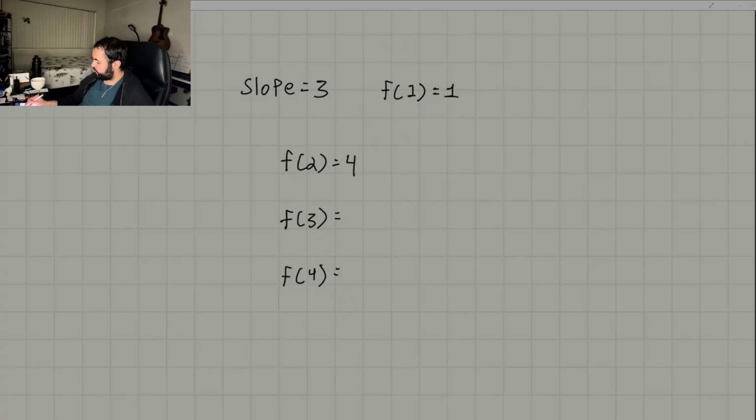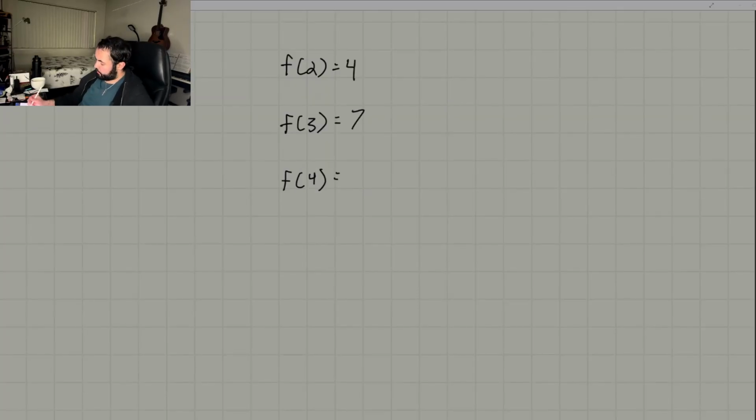Applying that same idea, the x changes by 1 when it goes from 2 to 3. And we know that the slope is equal to 3, so the function needs to change by 3, and it goes to 7. And again, x changes by 1, so the function changes by 3, going to 10. As long as we know how much x changes by, we can also find how much the function changes by, because that ratio is always going to be constant. That ratio is always going to be equal to 3. That is what makes our model linear.